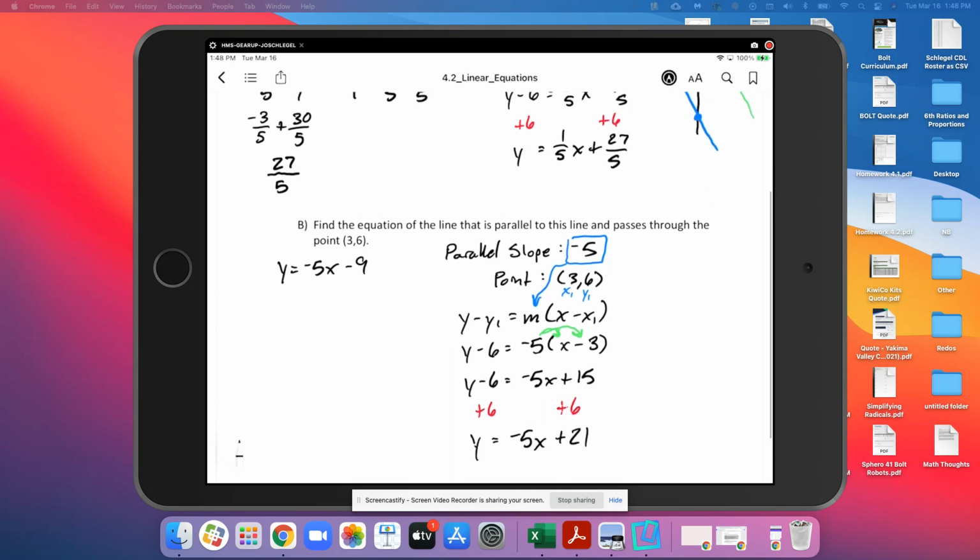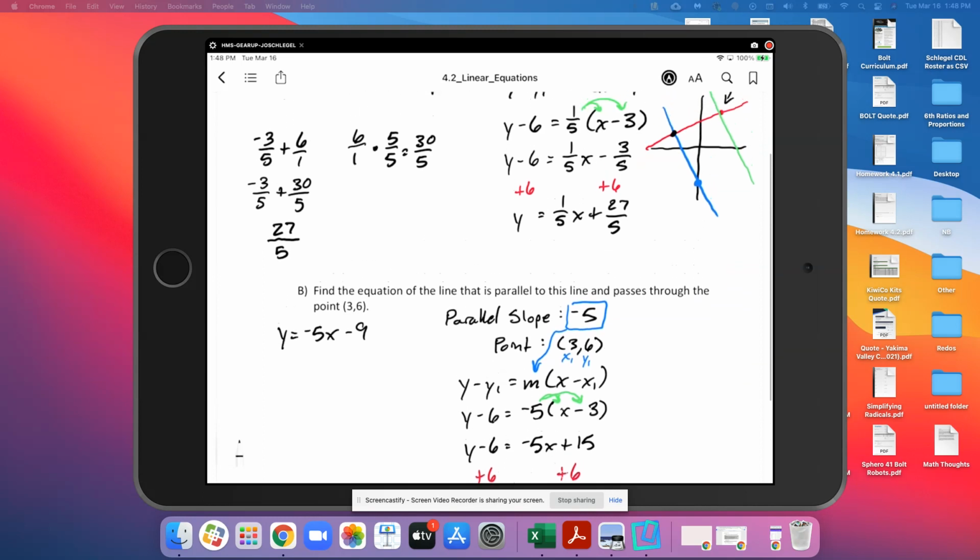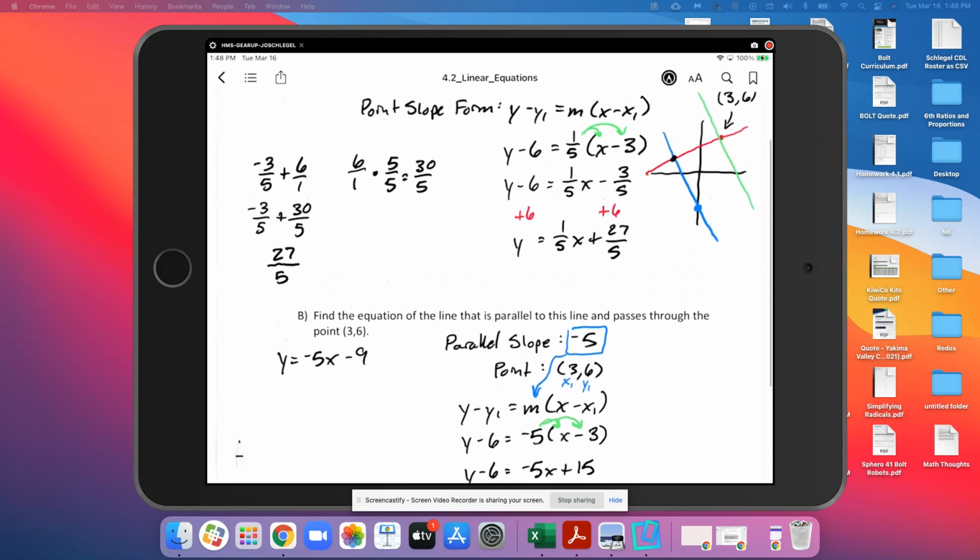And so that's how we would do that for a line that passes through the point 3, 6, that has a parallel slope to the original line. And you can see with our green line up here, that's what that would look like.